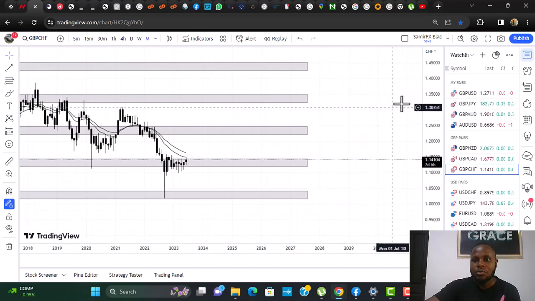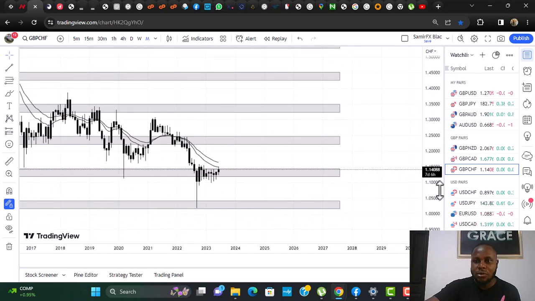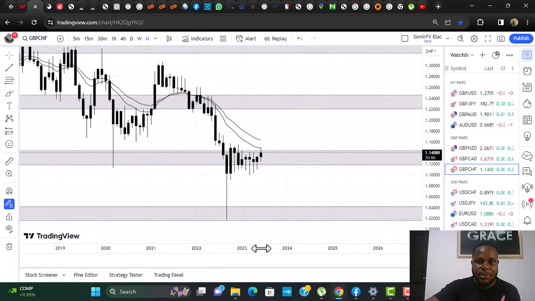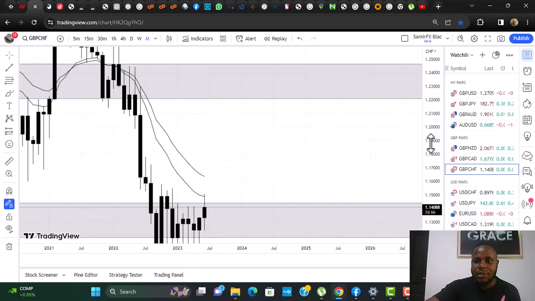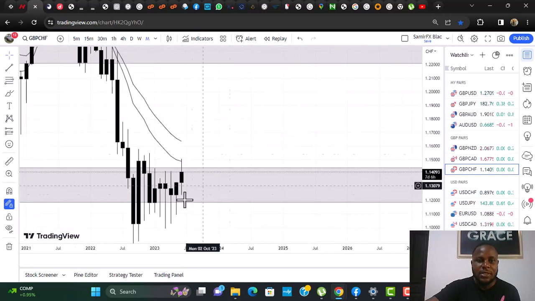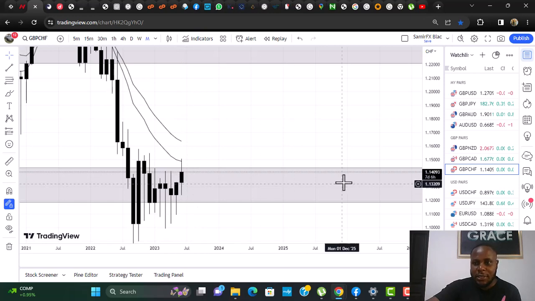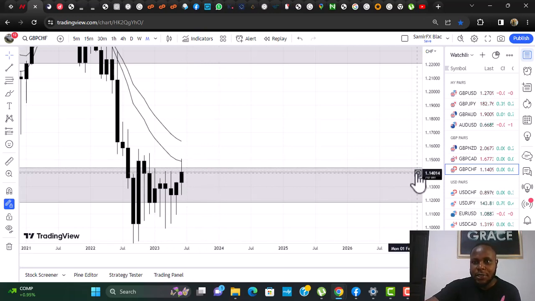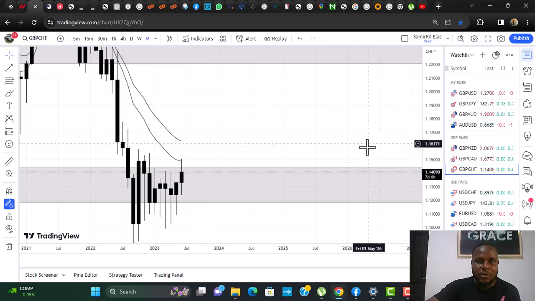So what you're trying to do is move down a couple of pips to your target area. That is what we mean by selling. Then when you're buying, you're trying to move up a couple of pips. Let's say, for instance, I'm currently at this price level, which is 1.1409, and I hit my buy button. I'm expecting that this price will change from this 1.409 upwards. You understand? So that's the buy.